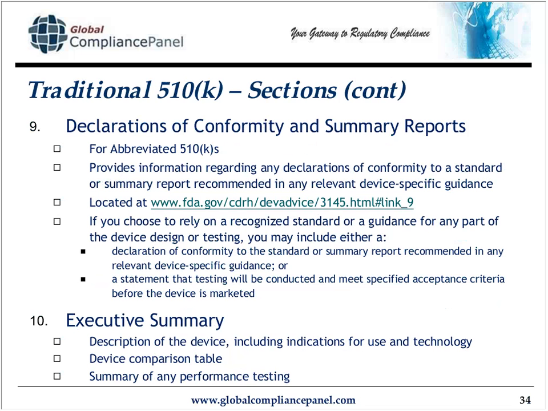Section 9 is the Declaration of Conformity and the Summary Reports. This is limited to abbreviated 510Ks, and it references any declarations of conformity upon which you're going to rely in your submission. If you want to rely on a recognized standard or guidance, you can include either a declaration of conformity or a statement that testing will be conducted in the future and it will meet specified acceptance criteria. One of the beauties of the abbreviated 510K is you can submit and then begin your testing right away using the statement.